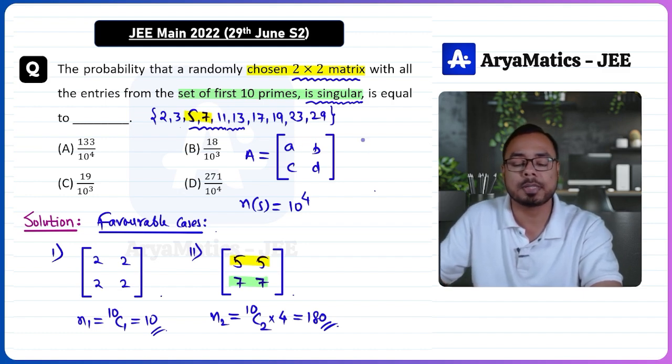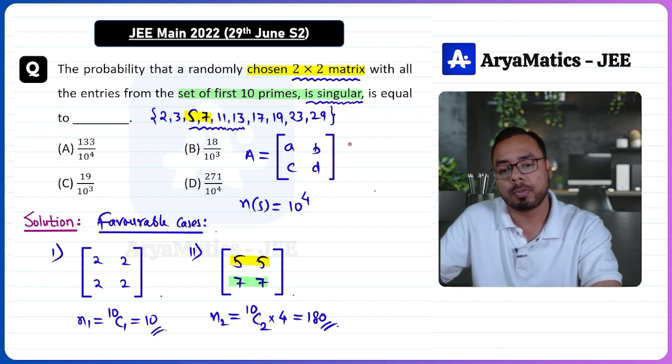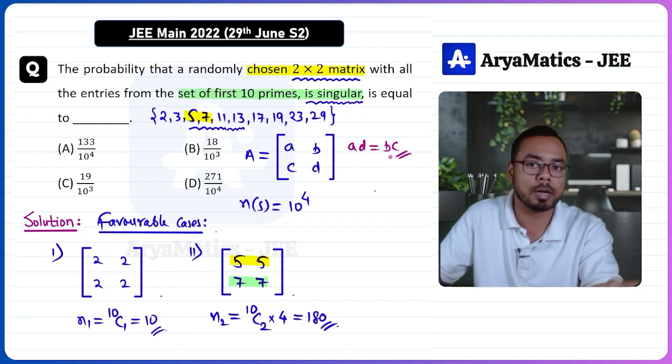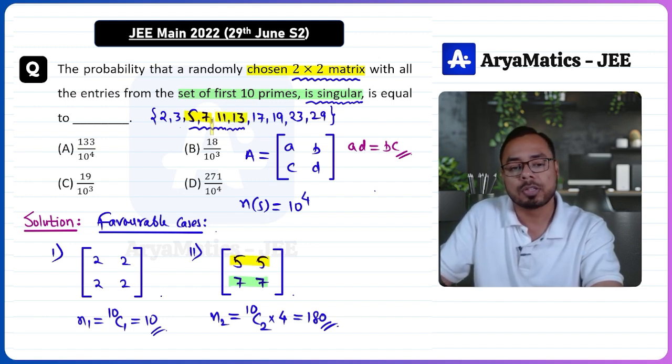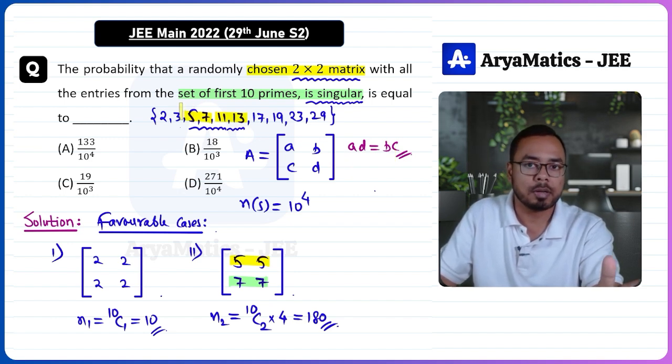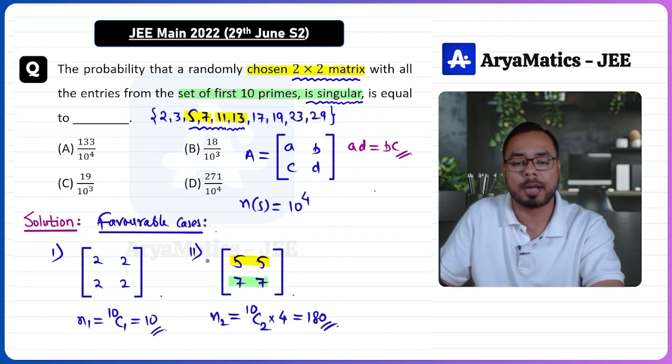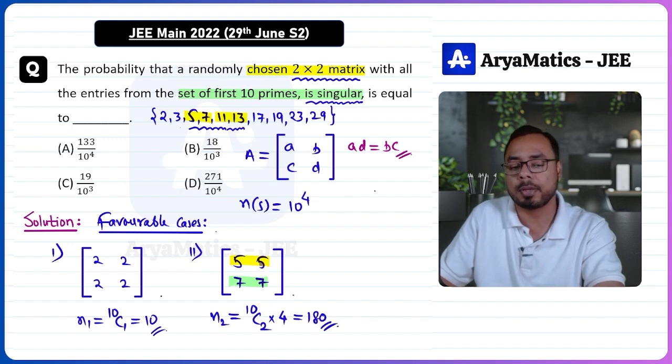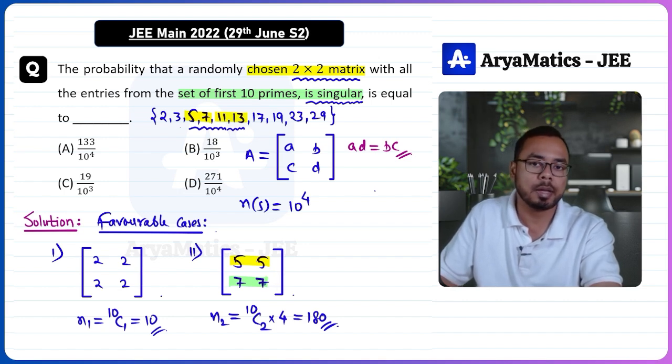AD minus BC 0 means AD is same as BC. Now, product of any two prime numbers will not be same as product of any two other prime numbers, right? If I have selected these 4 prime numbers, then A into D is not same as B into C if they are different numbers. So therefore, these are the only two possibilities that we have. Either all 4 elements are same, or any two are same and the remaining two are same, and the same elements are in any one row or any one column.